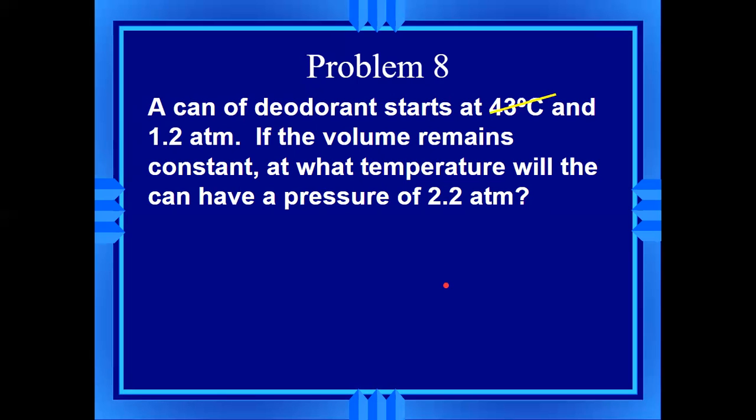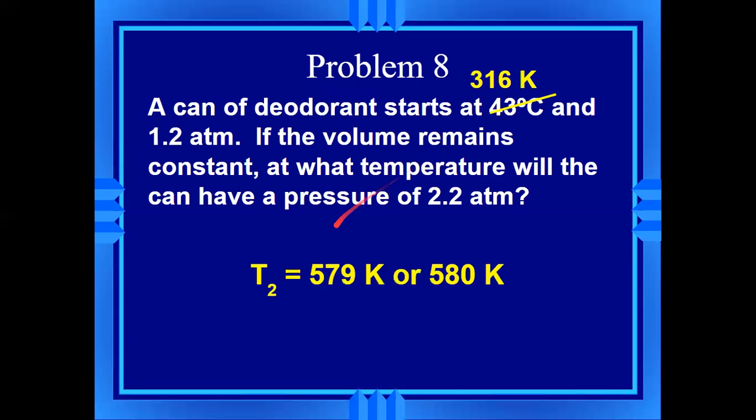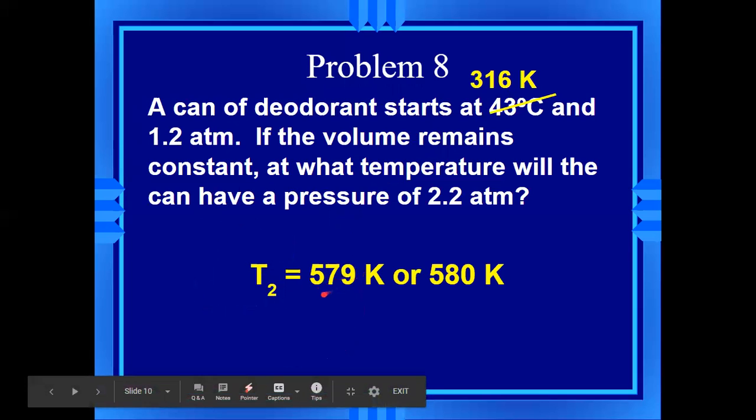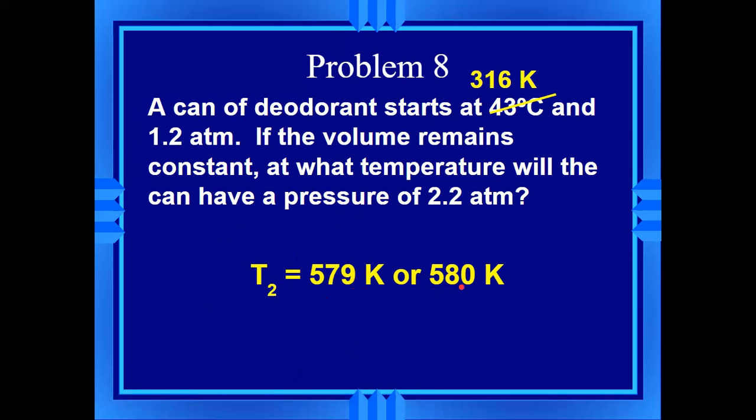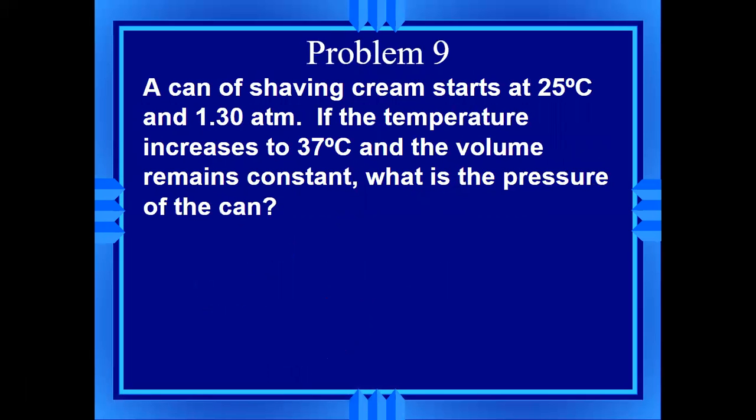So you should get that you have to convert this temperature into Kelvin. So 43 degrees Celsius is going to be 316 Kelvin. And you're using that formula P1 over T1 equals P2 over T2. You're solving for T2, so you should get your T2 is 579, or you may have 580 Kelvin. It all just depends on how you round it. Either one of those is acceptable for me. So let's move on to another one.